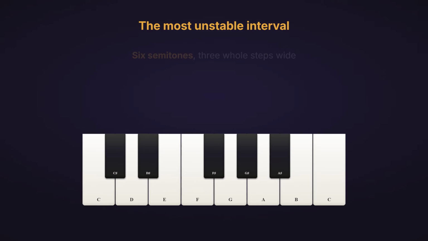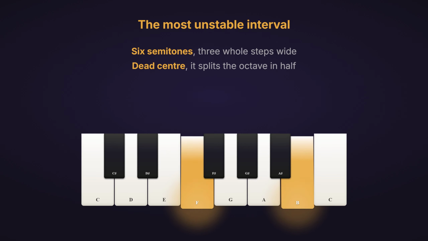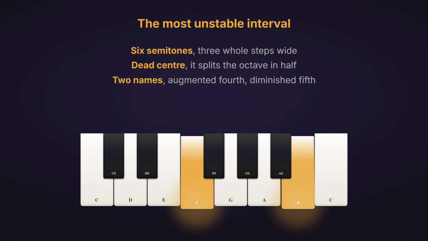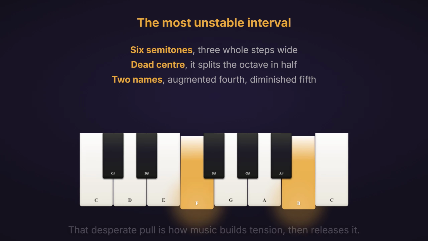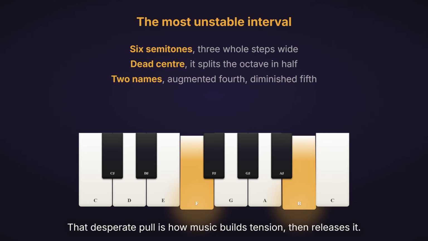So the tritone is 6 semitones, 3 whole steps, sitting dead center in the octave and splitting it into 2 equal halves. That perfect balance is exactly why it feels so suspended, with no clear home to fall back to, and why it carries 2 names, the augmented fourth and the diminished fifth. The church called it the devil in music and ran from it. Later composers chased it down, because that desperate pull is precisely how music builds tension and then releases it.